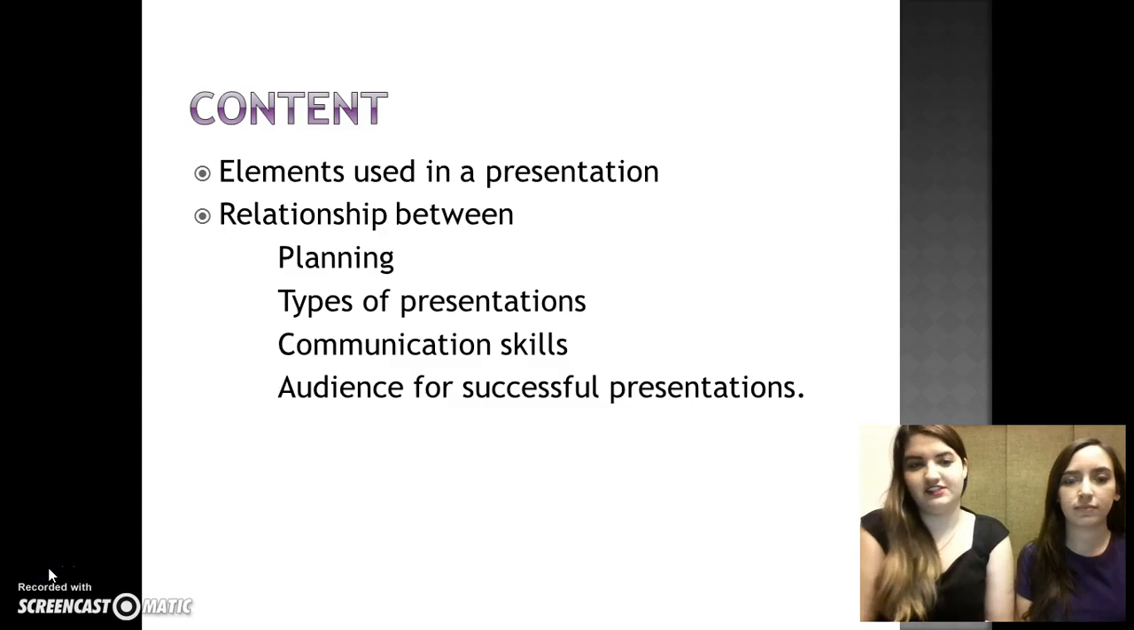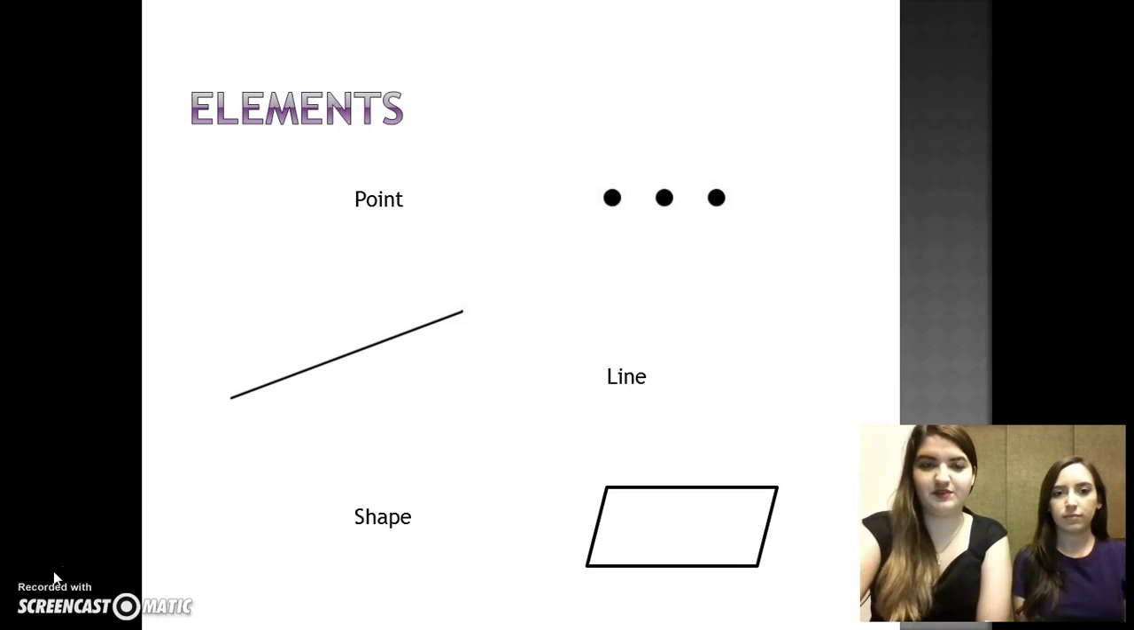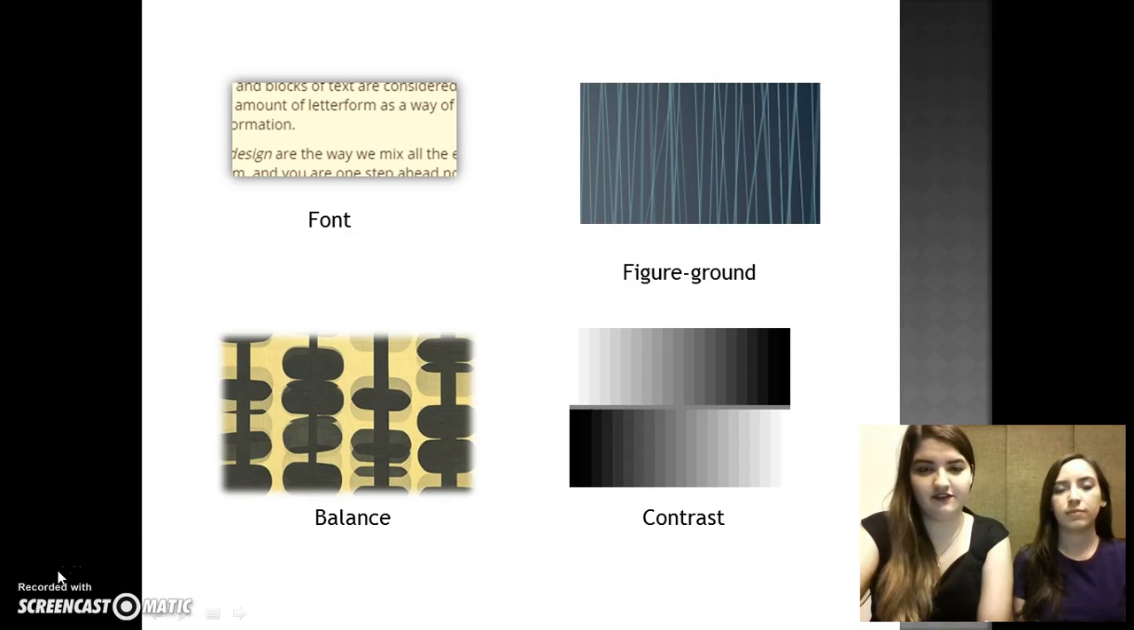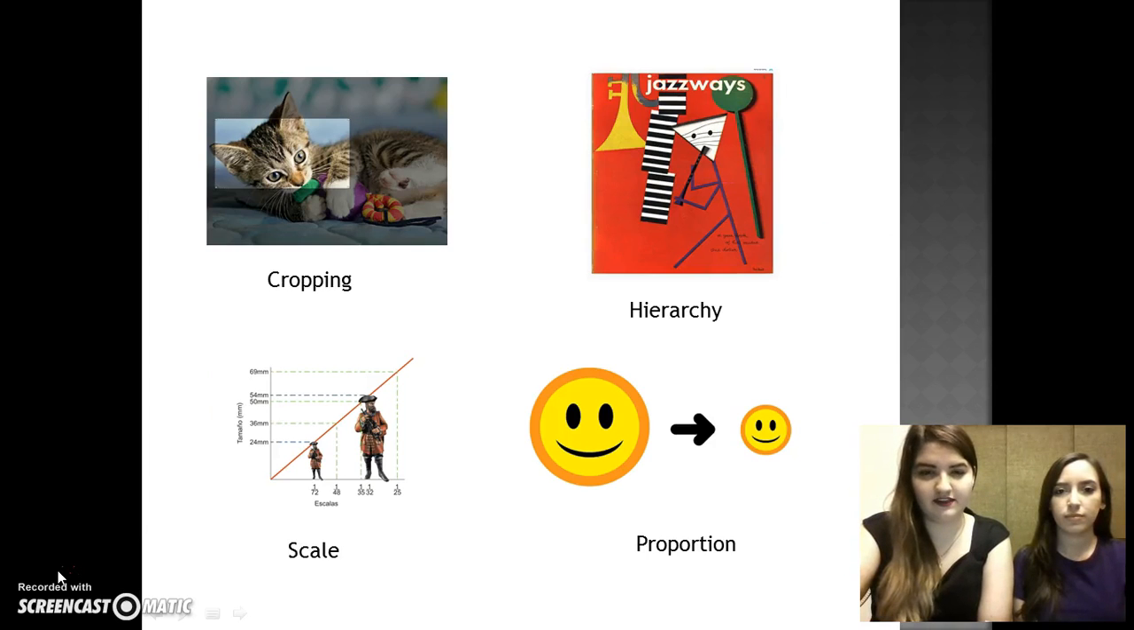The content of our presentation are the elements often used in a presentation and the relationship between some other elements like planning, types of presentation, communication skills, and audiences for successful presentations. The main elements would be point, line, shape, form, tone, texture, color, font, balance, contrast, an image, cropping, hierarchy, scale, and proportion.